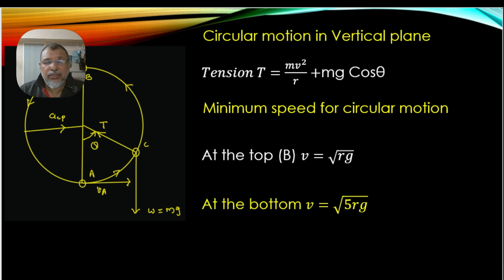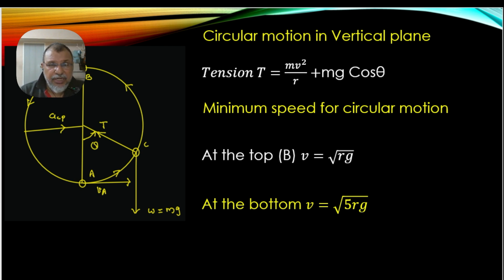So the first equation is the tension on the string. You can see that in the picture. It is marked as T. Tension is given by mv square over r plus mg cos theta. And we can see that in this case the motion is not uniform. The speed will be maximum at the bottom and minimum at the top.